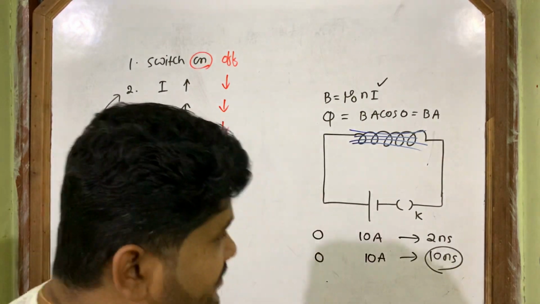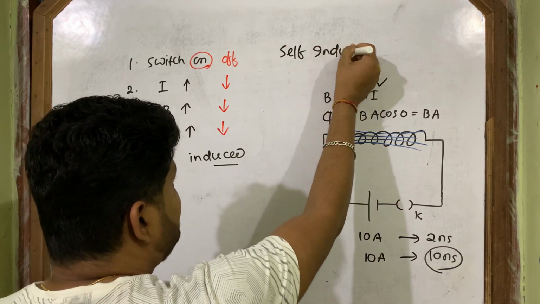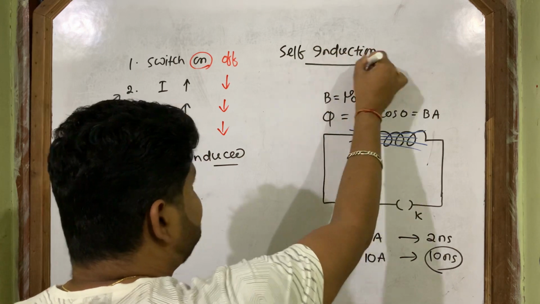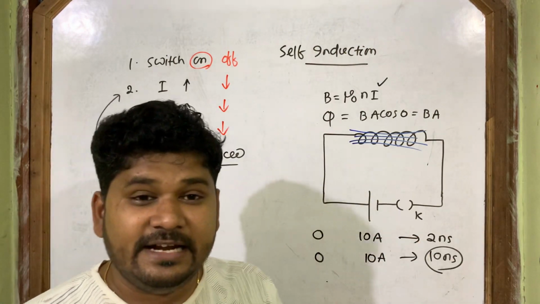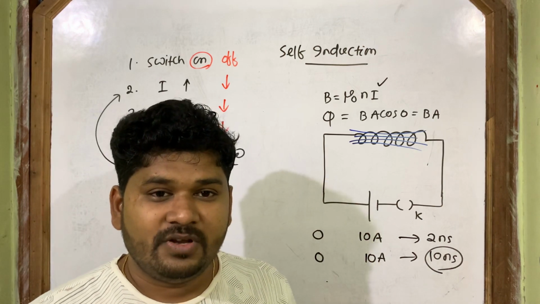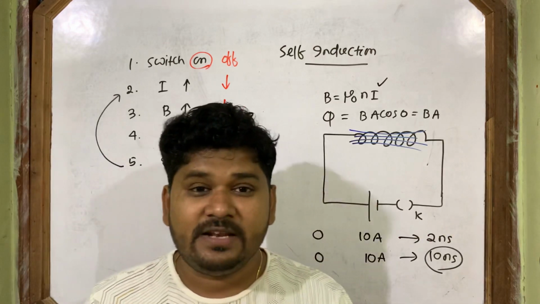self-induction. That is our topic, self-induction. This is the property of every coil, and the coil is called an inductor. Coil is called inductor, and this property is called self-induction.